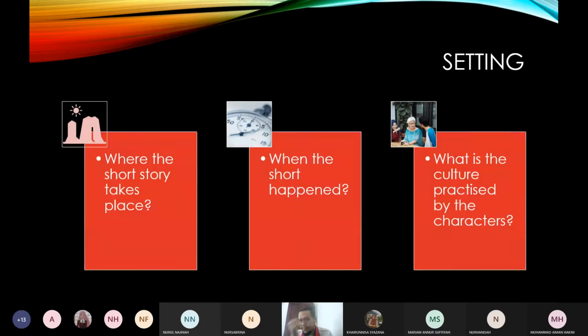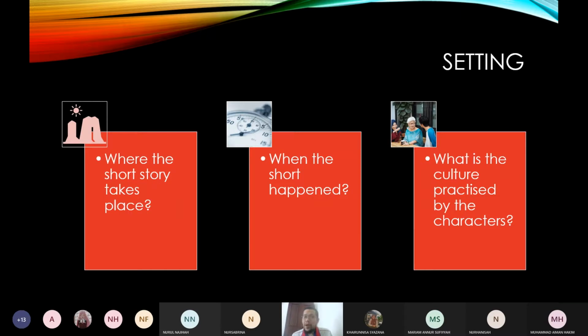So dia ada 3 benda. Pertama adalah place, where the short story takes place. Dia akan talk about place, contohnya di kampung ke, di bandar ke, di tempat orang bekerja apa, right? Di kilang maybe. So place sometimes will be the main setting of the short story.